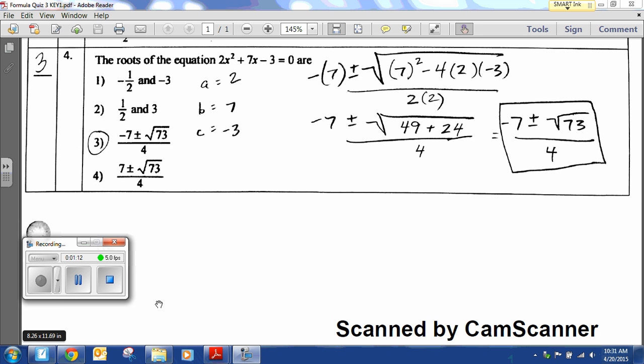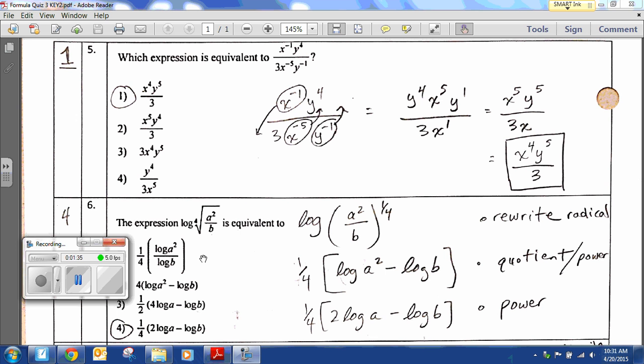Number 4, when they ask for the roots of the equation, one of the techniques is the quadratic formula. You can also use completing the square, although I know most people prefer the quadratic formula. So after identifying all the coefficients, A is 2, B is 7, C is -3, you plug everything in, and you end up with answer choice 3.